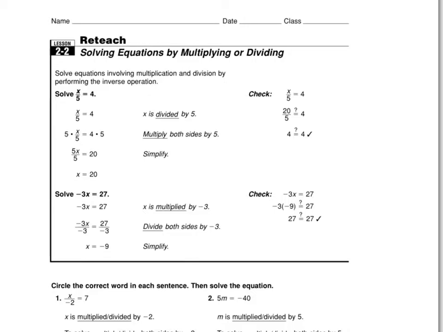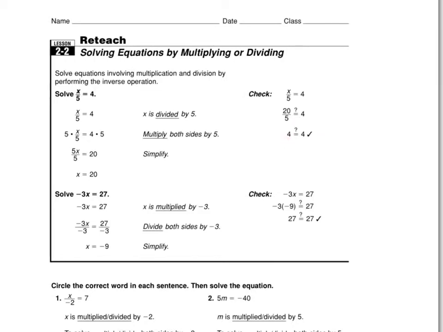We will check by going back to our original equation, which is x divided by 5 is equal to 4. We replace x with 20, and we ask ourselves, does 20 over 5 equal 4? When we simplify, we see that 4 indeed equals 4. We'll put a little check mark there and say we have an identity because the left side equals the right side.